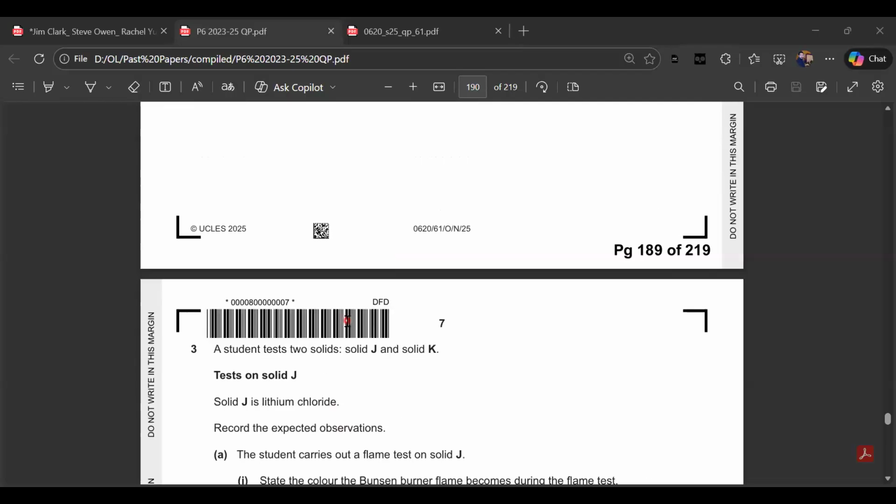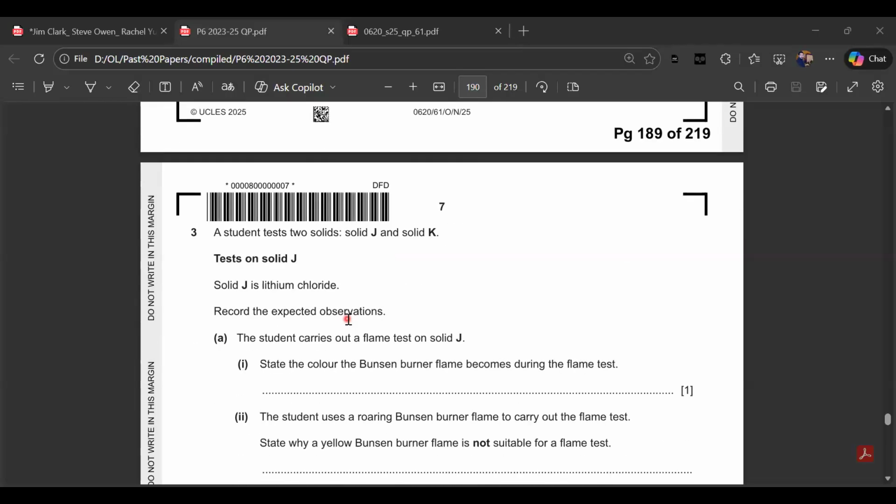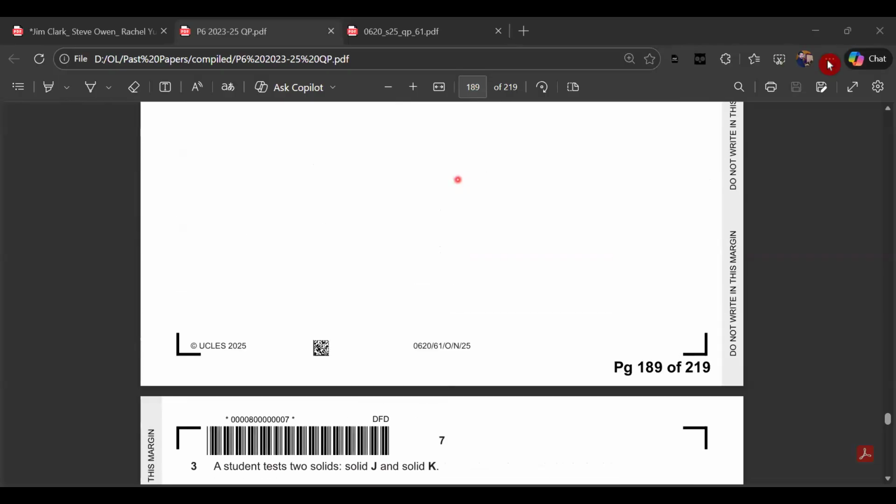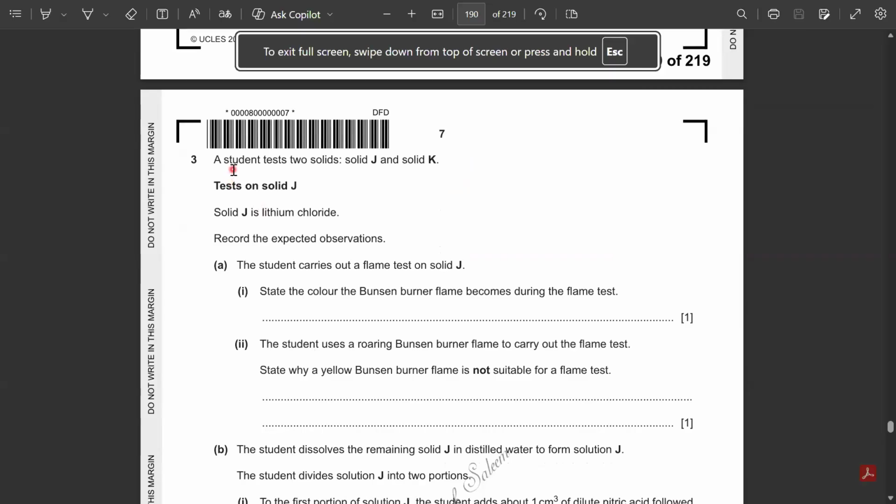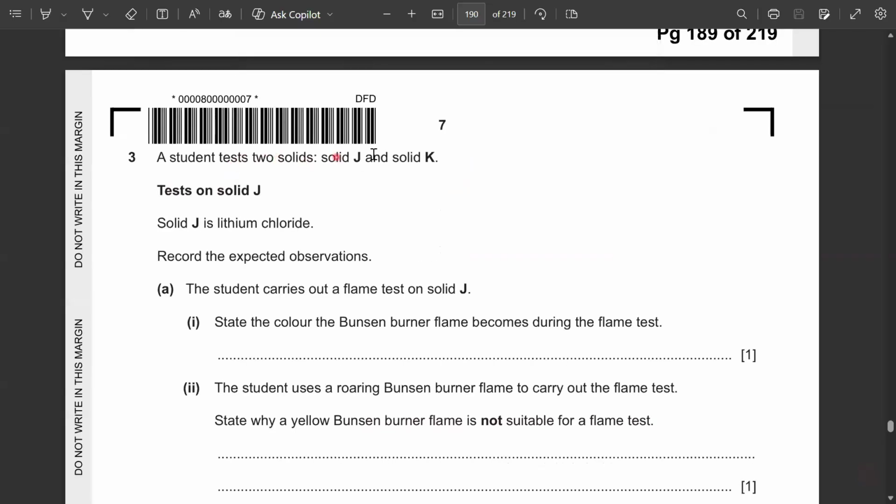So today we will continue from the paper of 6/1/2025. Question number 3. Question 3 says a student tests two solids, solid J and solid K. We have the solid J with the identity of lithium chloride.